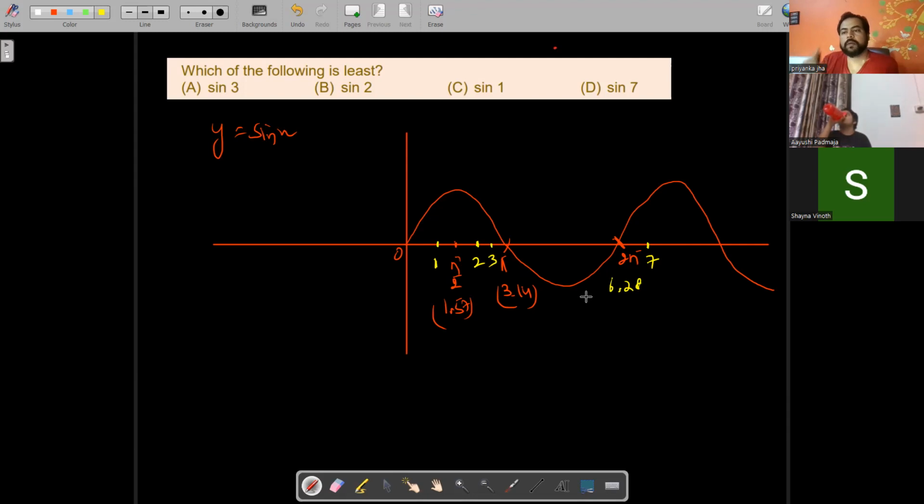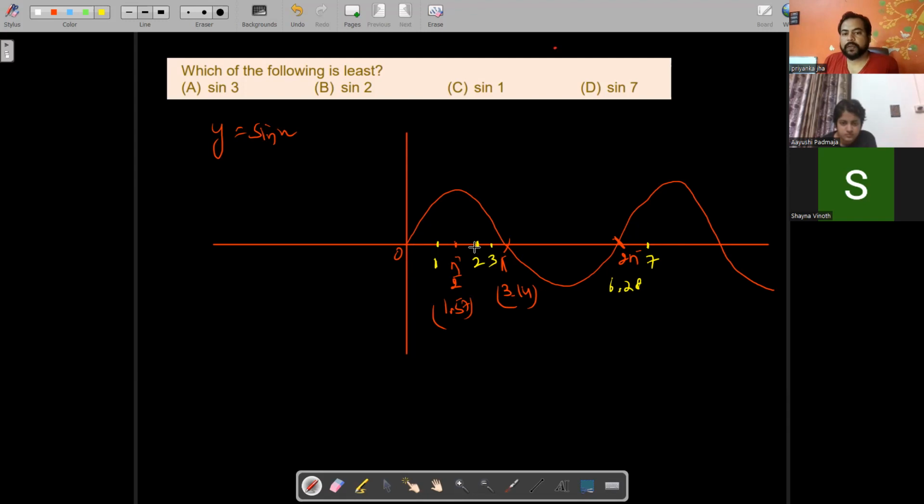Okay, now see, we know that sine is an increasing function in 0 to pi by 2. So we'll try to bring all the angles into the first quadrant only, 0 to pi by 2. This is the way we solve this kind of problem. We always try to bring all the angles into the first quadrant only. Now you can see that. How would you do that?